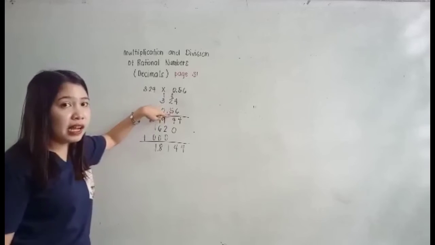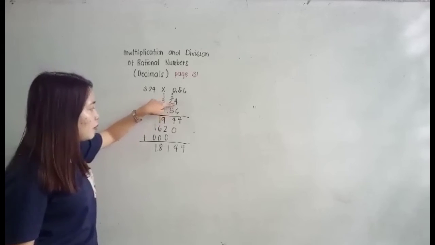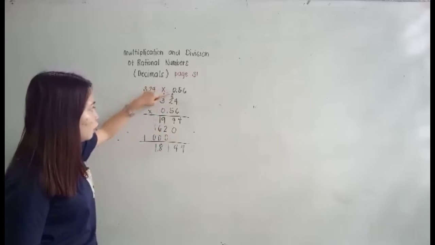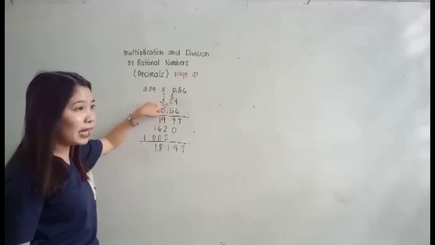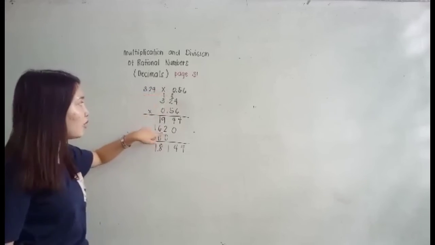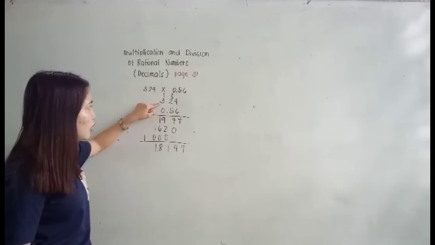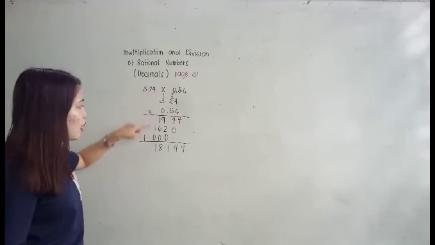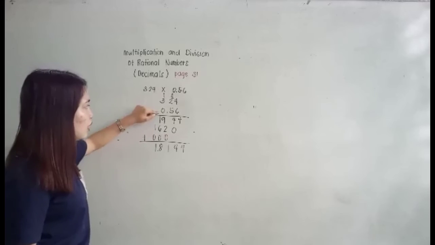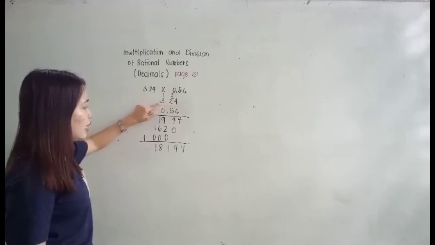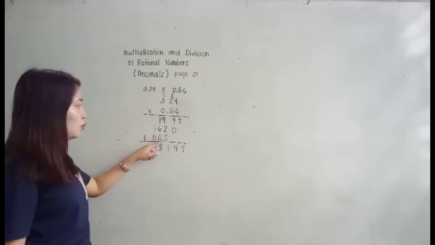Sumunod naman is the 5. Okay, so 5 times 4 ay equals to 20, carry 2. 5 times 2 ay equals to 10 plus 2 ay equals to 12. Then carry 1. So 5 times 3 ay equals to 15 plus 1 ay equals to 16. So 0 multiplied by this 3 ay equals to 0, 0, 0.